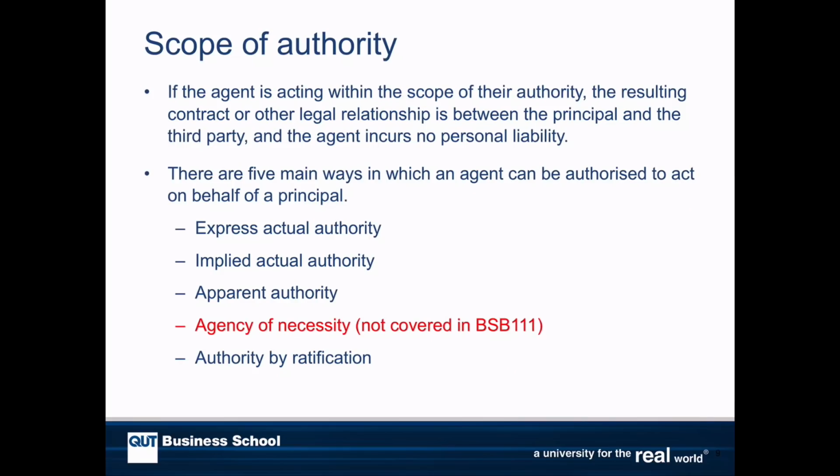So the first thing you're going to note is that there are actually 5 ways an agent can be authorised to act. It's not simply about what they're told. So this scope of authority, which gives us the boundaries for contracting or other legal relationships between the principal and the third party, is not just about what they're told they're allowed to do. There's actually these 5 areas.